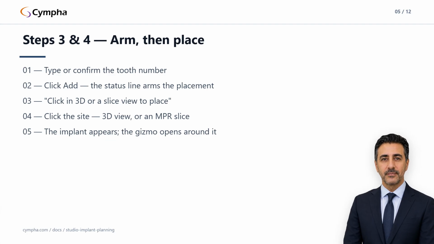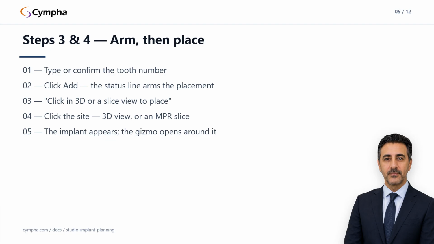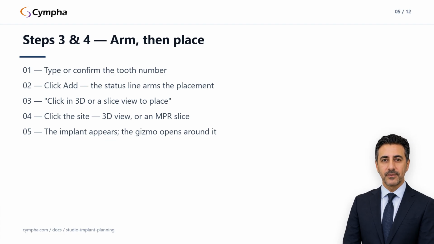Then click the site. You have a genuine choice here. The main 3-dimensional view is useful when you have a clear soft tissue or bone view, but a slice, axial, coronal, sagittal, or panoramic is usually preferable for precise bone-level placement. The implant geometry appears at the click site, and the gizmo opens around it for fine-tuning.